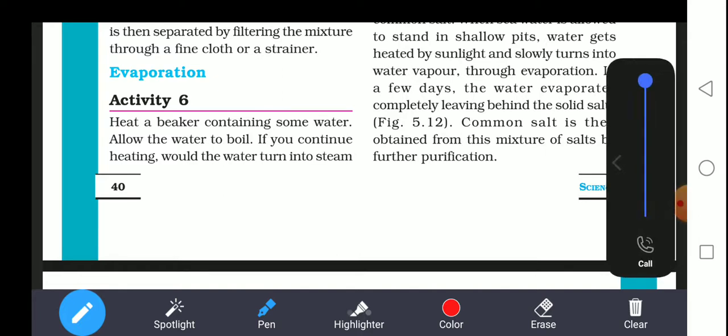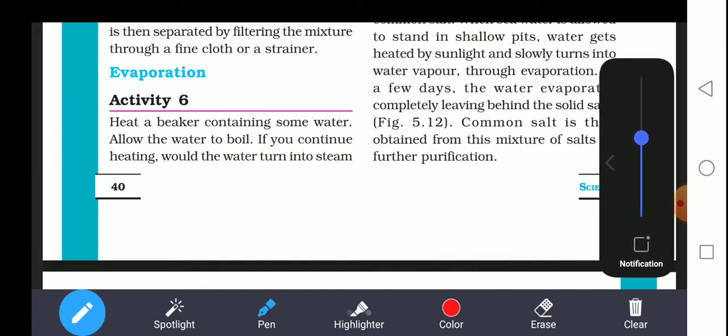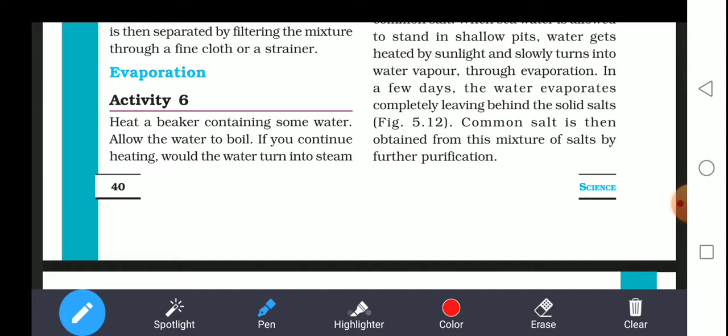Today's chapter, chapter number 5, we have studied regarding separation of substance. Today we have already discussed how you separate a substance from a mixture. We have studied some methods. One of the methods that we are going to study is evaporation. Evaporation is nothing but the process of converting liquid to vapor.